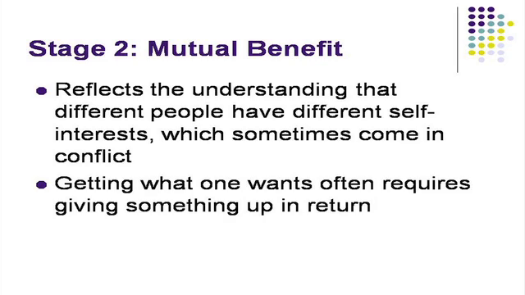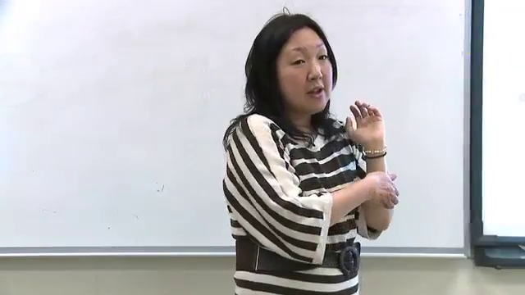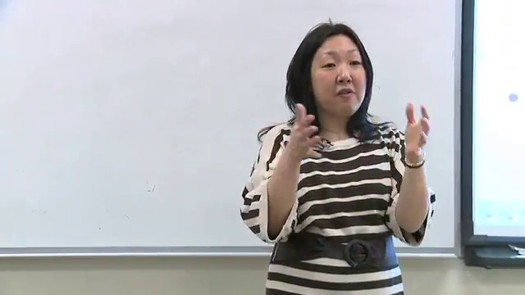And then stage 2, mutual benefit. So this stage reflects the understanding that different people have different self-interests, which sometimes come in conflict. So getting what one wants often requires giving something up in return. So for instance, there are 2 kids, okay? And then they want to play with different toys.